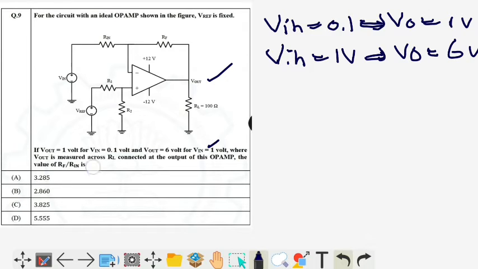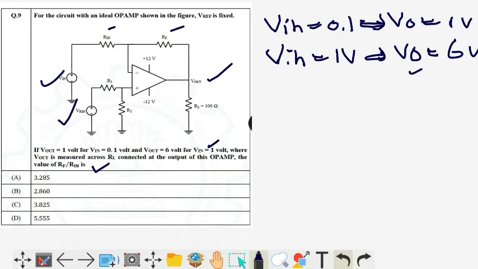The value of RF by Rin is what we need to find. If you see, there are two sources, one is Vin and one is Vref. Vref is constant but Vin is changing, and for different Vin values the Vout value is given. By using this information, we need to find RF by Rin.